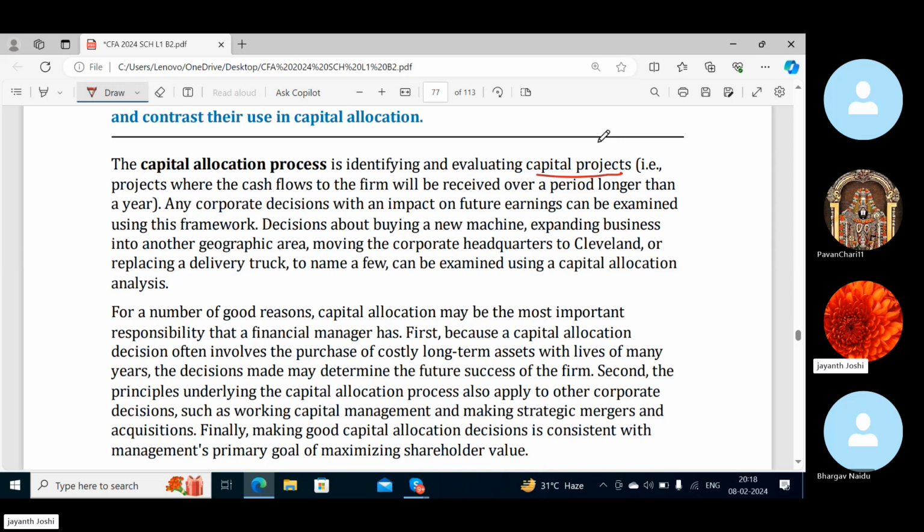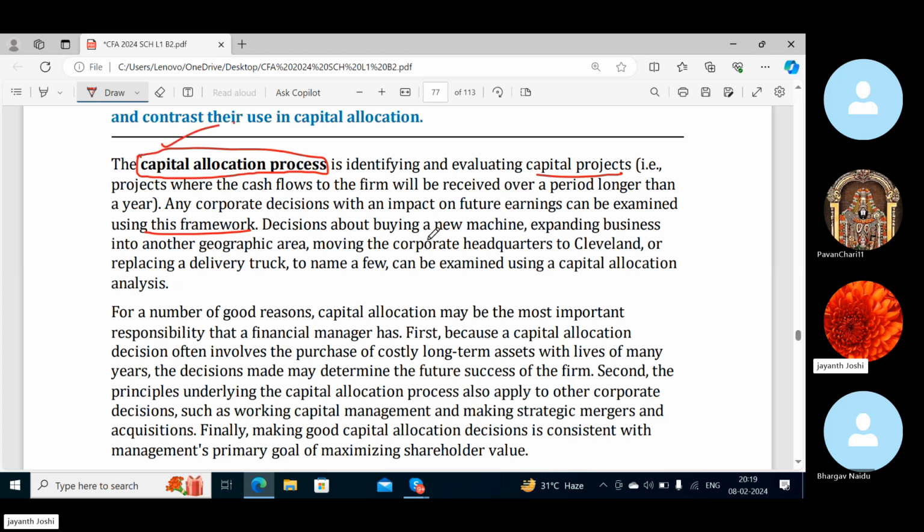Yesterday we saw two of the methods with the help of which you are going to do that. Any corporate decision with an impact on future earnings can be examined using this framework. Of course, you are taking a big decision to invest your money into a project. That is a corporate decision, and your decisions can have an impact on your future earnings. Then you have to examine the projects you are going to pick and allocate your capital to. So definitely you are going to follow the framework, the process you need to follow to invest your money.